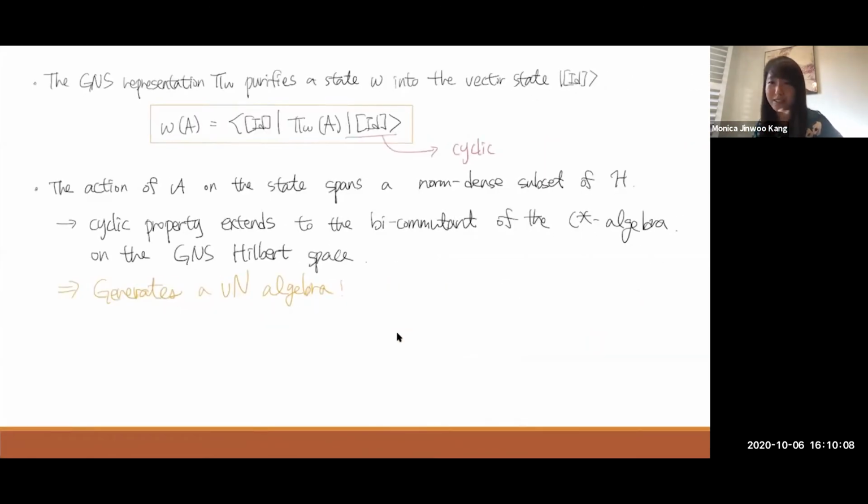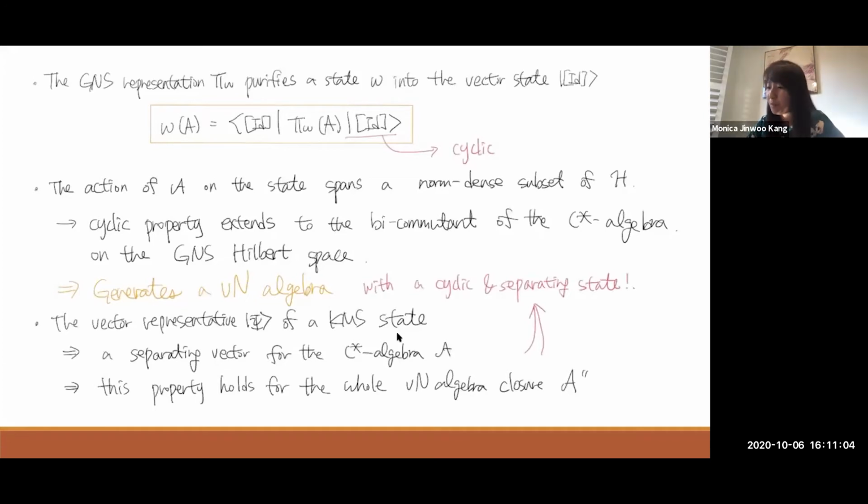Let's see how you can actually do that in the easiest setup. Recall that the GNS representation purifies the state into a vector state, as I was emphasizing in the middle. You get this state, kind of like a ground state, a thermal vacuum. What I didn't tell you so far is that this is guaranteed to be cyclic from the operator algebraic analysis. In fact, it does better: the action of this algebra on the state spans a norm-dense subset of the Hilbert space. So this cyclic property actually extends to the bicommutant of the C-star algebra on the entire GNS Hilbert space. It makes a double commutant mapping back, and it guarantees you to be cyclic. So this generates a von Neumann algebra without doing any more analysis.